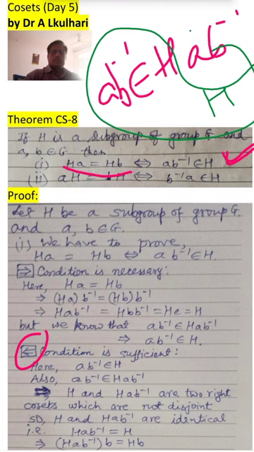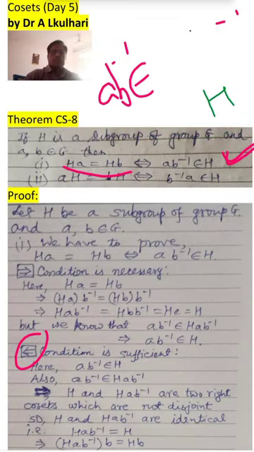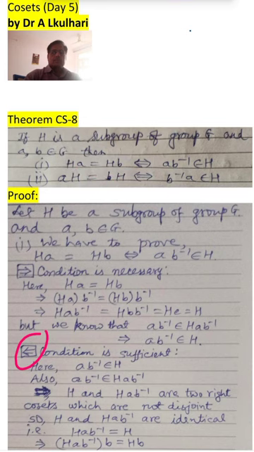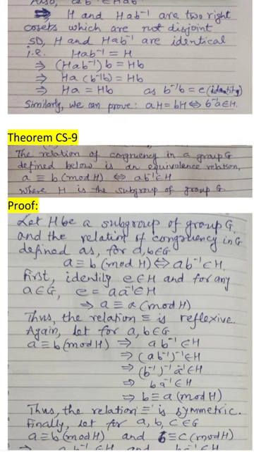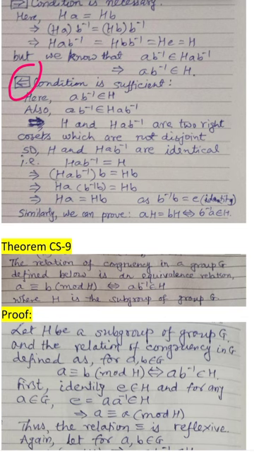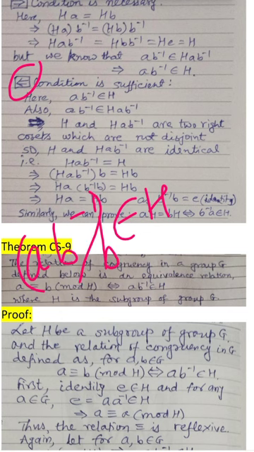Now take the converse part, the condition is sufficient. Here AB inverse is the member of H, and we have to prove HA equals HB. So if AB inverse is the member of H, then by the definition of right coset, AB inverse B is the member of right coset HB.